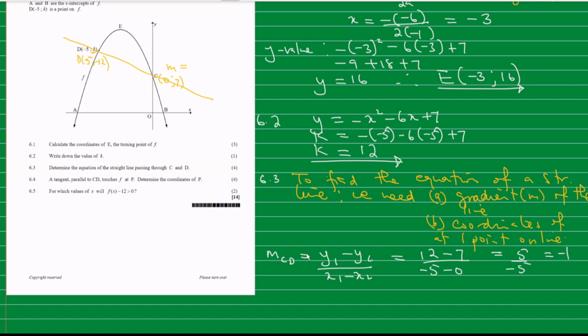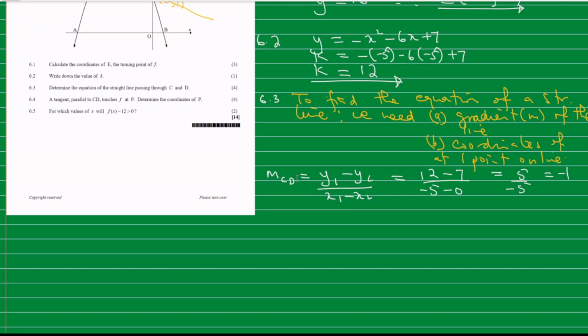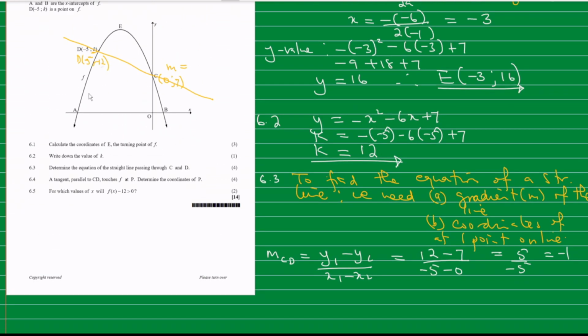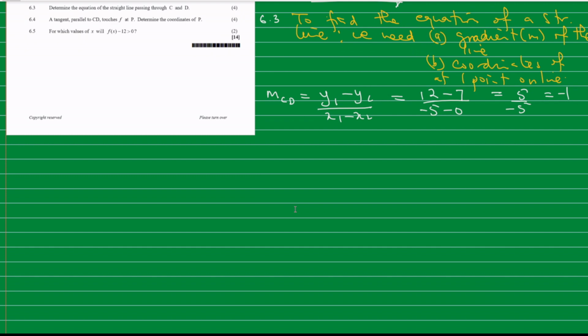So our gradient is -1. Now we can use any point on that straight line to determine the equation of the line. So our point, we can use C. We have C given as the y-intercept (0, 7). So we can use the equation y minus y1 is equal to m(x minus x1), where x1 and y1 are the coordinates of the given point.